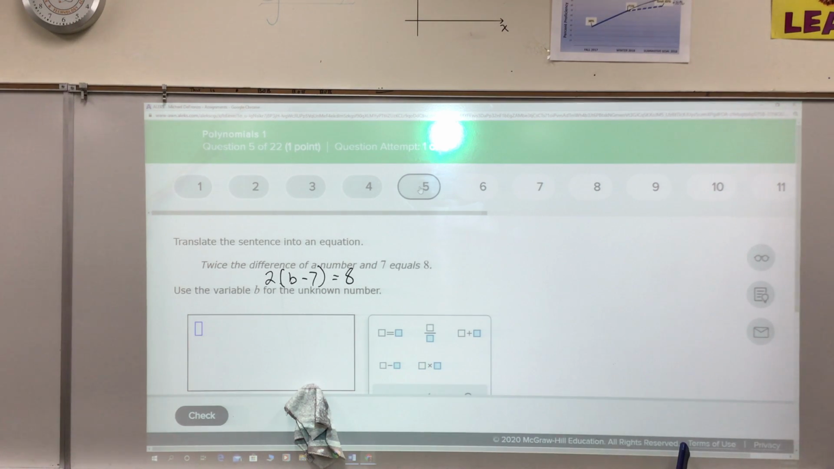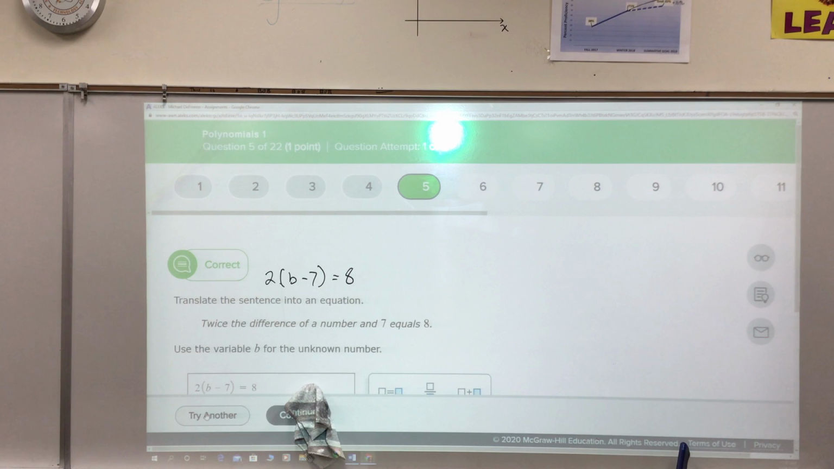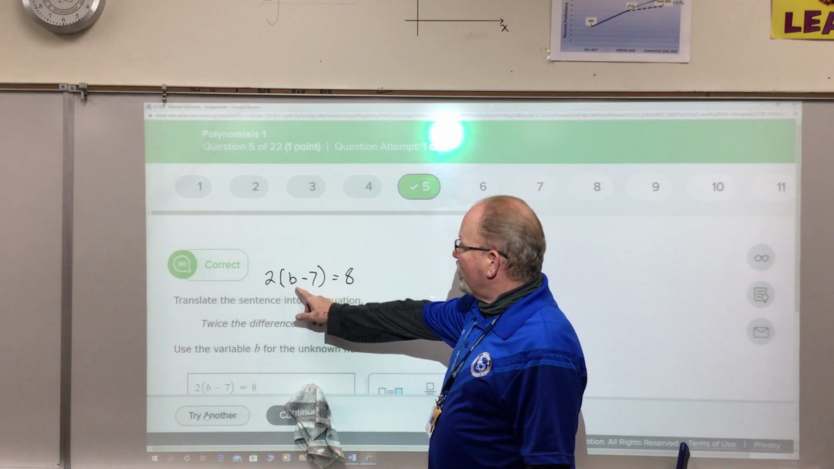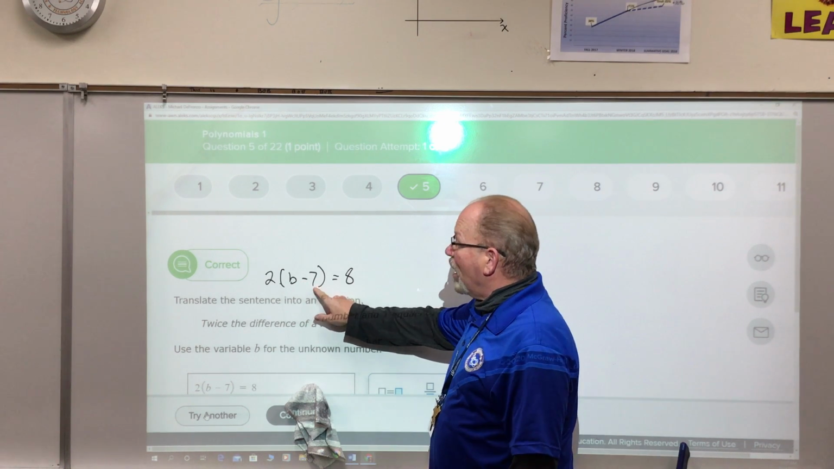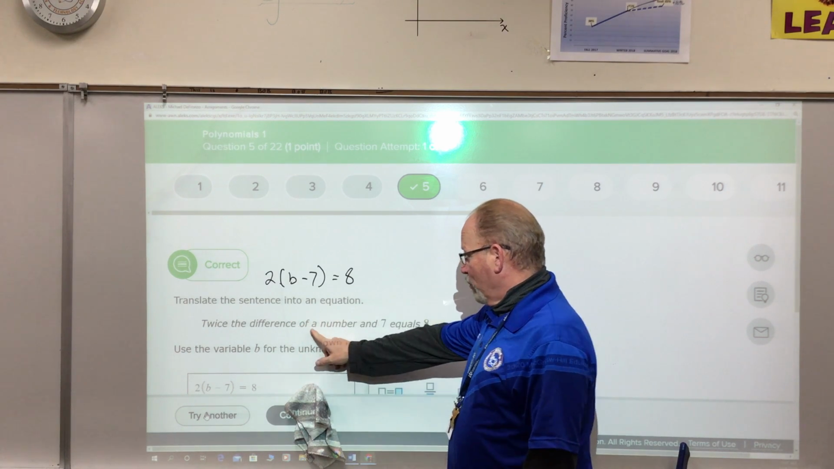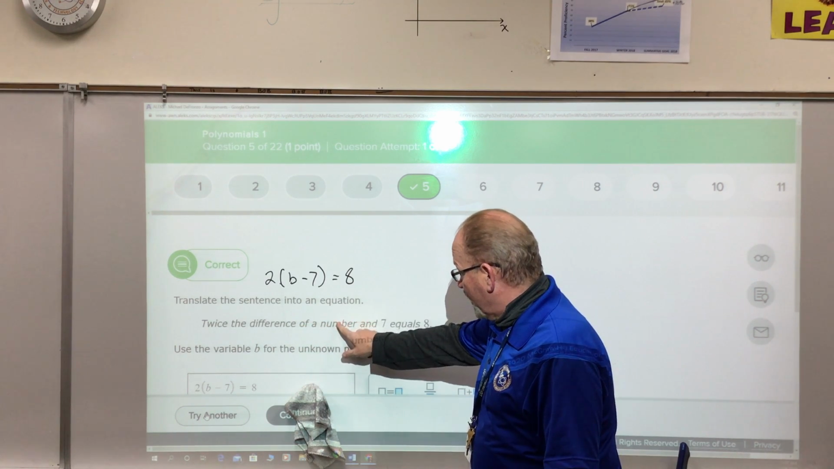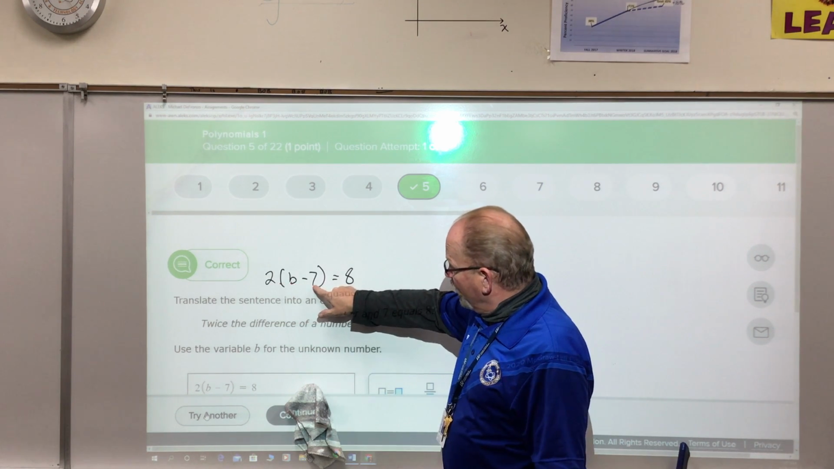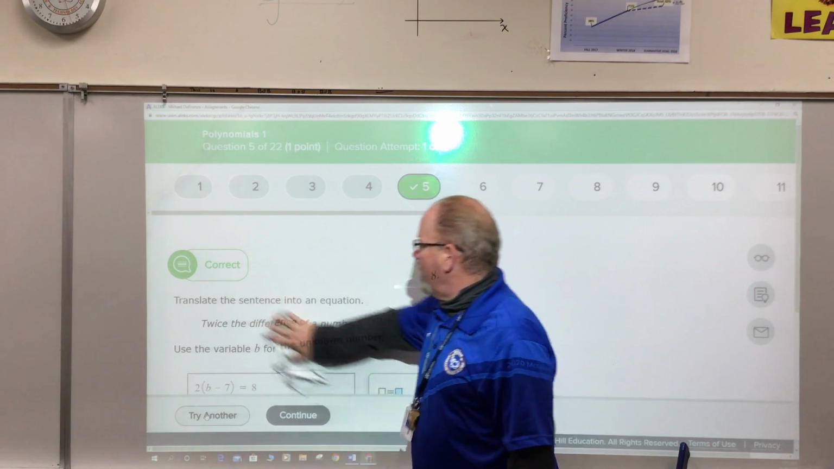I'm going to try that one because sometimes you get the difference backwards and it's going to be wrong. I'm going to just make sure before I send you on your own. Okay, so the difference of a number and 7 means the number minus 7, not 7 minus the number. That's important. The difference of a number, b and 7, b minus 7, equals 8. Twice the difference of a number and 7 equals 8. Okay?